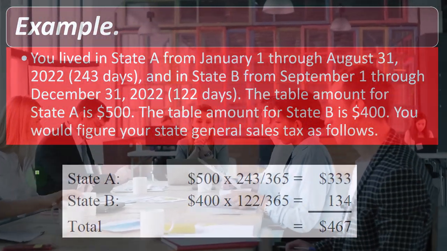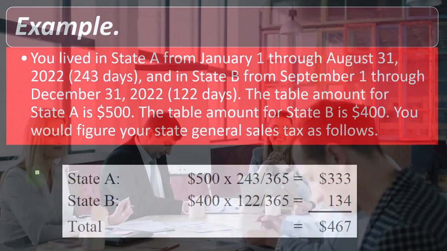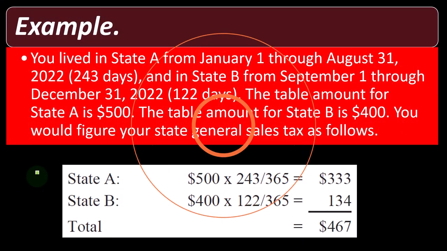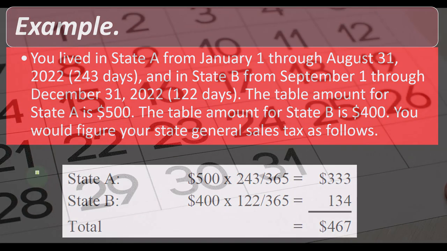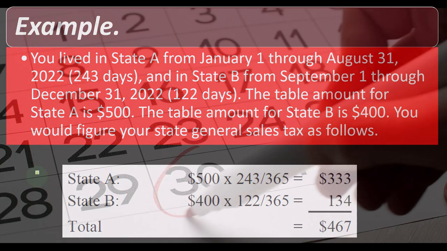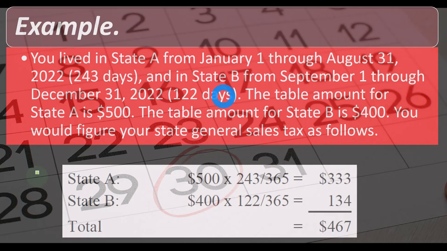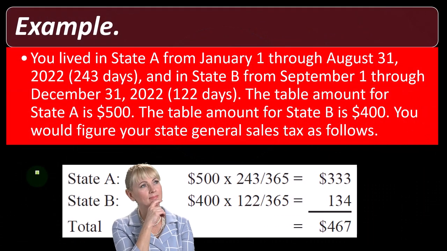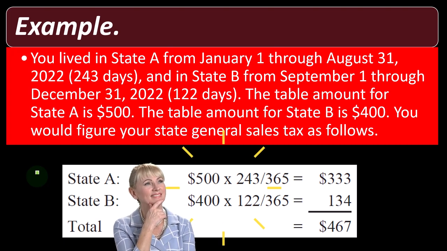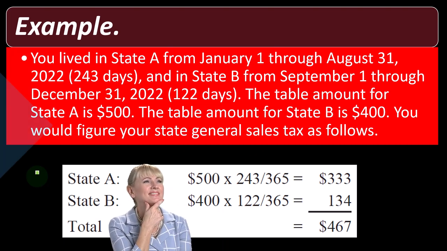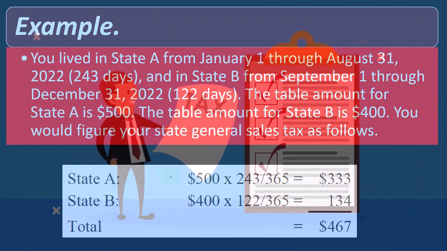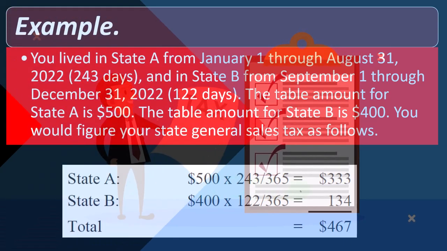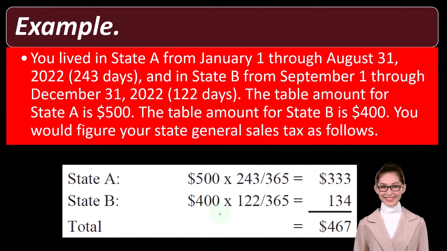You lived in state A from January 1st through August 31st, 2022. That's 243 days. And in state B from September 1st through December 31st, 2022, that's 122 days. The table amount for state A is 500. The table amount for state B is 400. You would figure your state general sales tax as follows. You're going to take the 500 from the one table and apply the fraction, which is 243 days over how many days in a year? 365, which gets to the 333, and then the 400 times that same fraction.